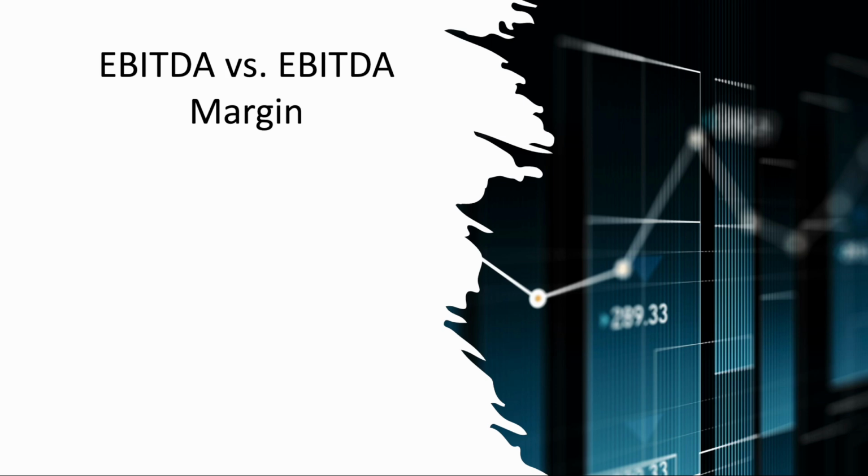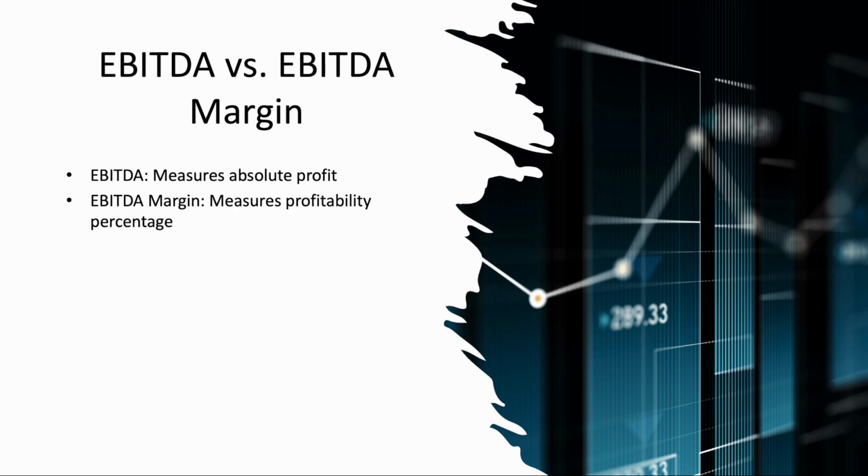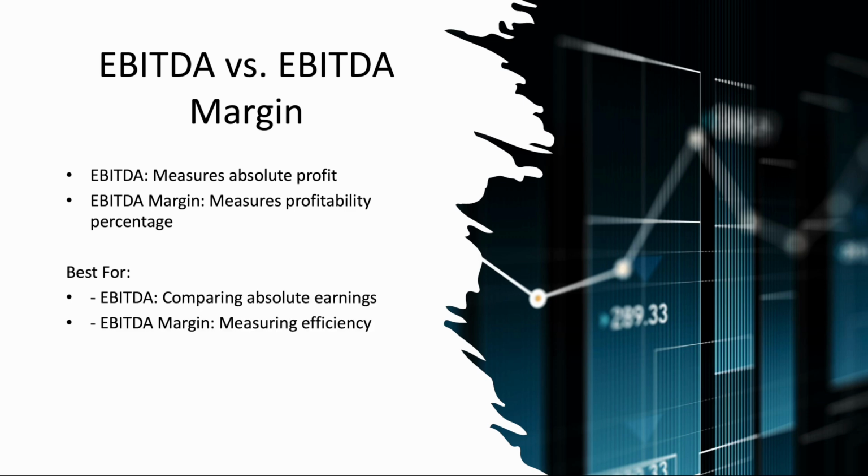So now what's the difference between EBITDA and EBITDA margin? EBITDA shows total earnings before interest, taxes and depreciation. EBITDA margin shows the percentage of revenue converted into profit. EBITDA is great for comparing earnings between companies, while EBITDA margin helps measure efficiency.